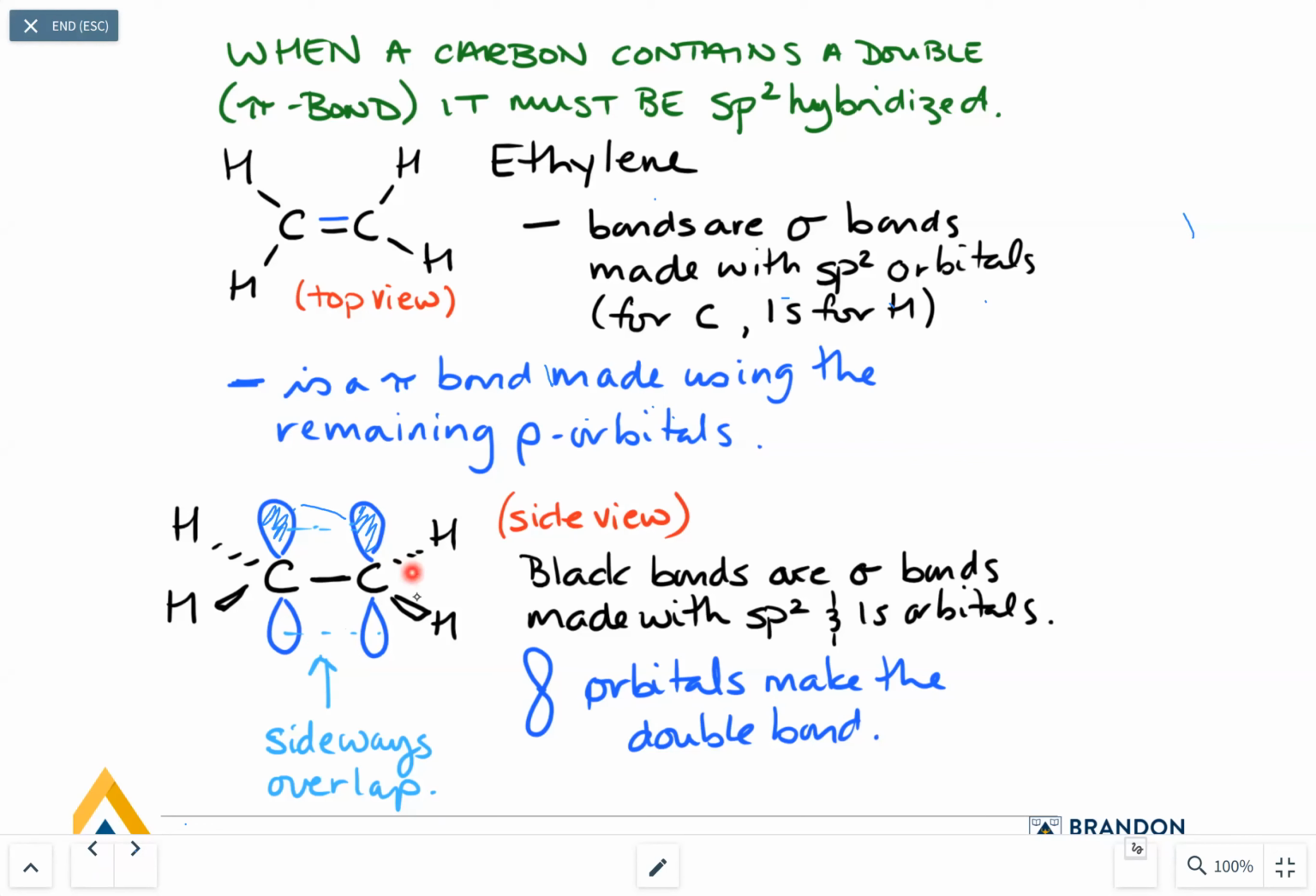So the 1, 2, 3 sigma bonds would all be as far away from each other as possible, which would be 120 degrees. And this would be trigonal planar. And the p orbitals would have the sideways overlap to make the pi bond. So that's basically how an sp2 orbital works. So we will have 1, 2, 3 hybrid orbitals making sigma bonds, and the leftover p orbitals would make the pi bond. I better erase this.